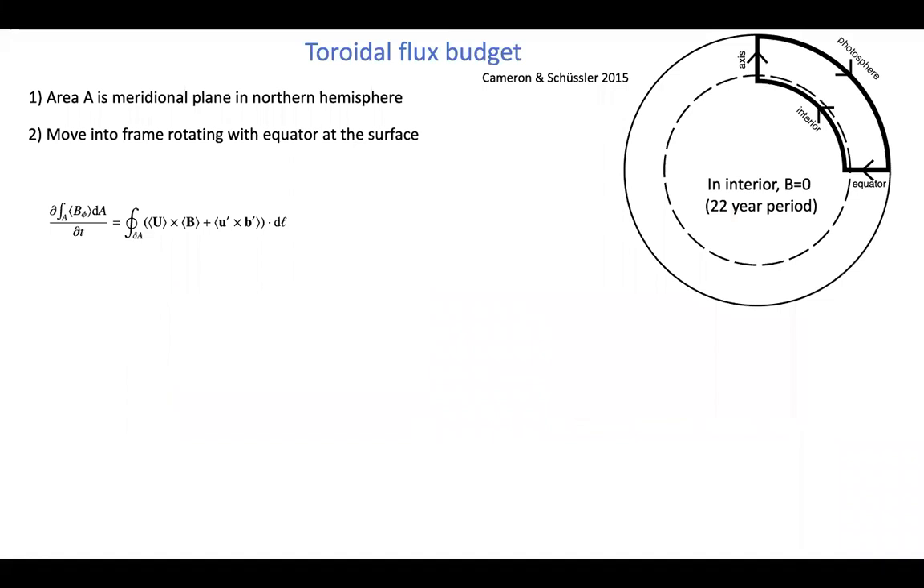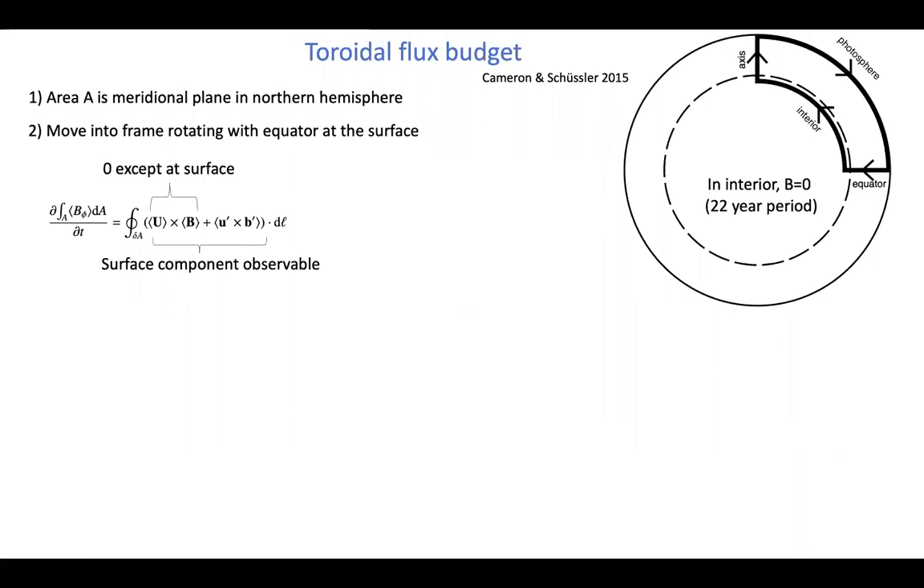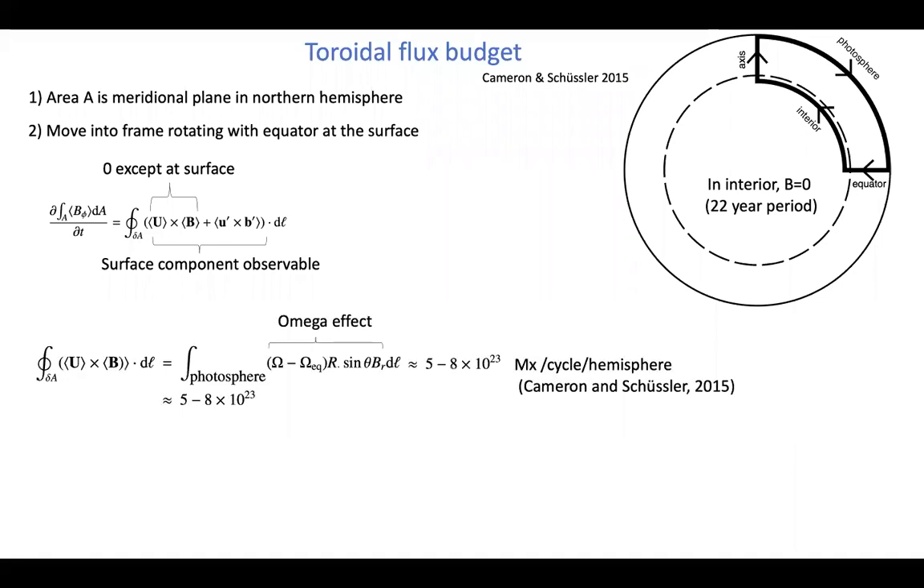We have 4 cycles, and this particular data is taken from WSO. For the toroidal flux budget, we very simply choose as our surface the northern hemisphere and equatorial meridional plane, and then the change in the flux through that surface, the B phi through that surface, becomes a surface integral. The large scale component of which is 0 except at the surface, and the surface components, both the large scale and the small scale, are completely observable.